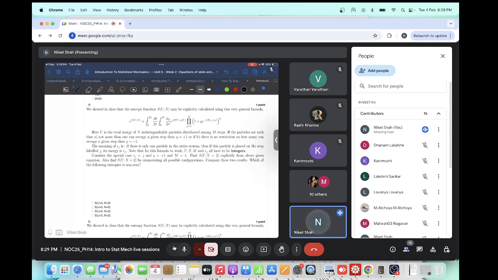Consider the special case epsilon j is equal to j, Q is equal to plus 1, and capital M is equal to 4. Q is equal to plus 1 means the fermionic case. Not more than one can occupy a given step. Find S u, n equal to 2 explicitly from the above given equation. Also find the same thing by enumerating all possible configurations and compare these two results. Which of the following entropies is non-zero?